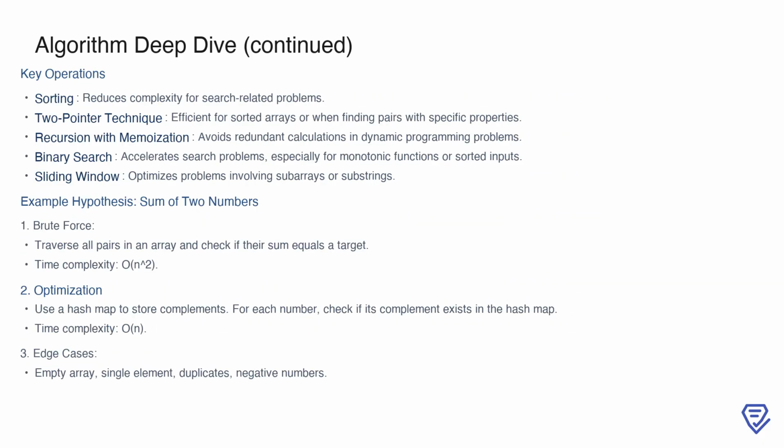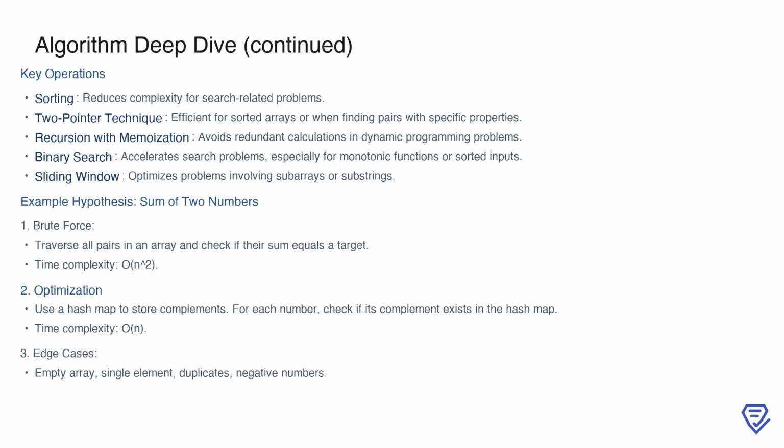Finally, let's discuss some key operations that frequently appear in algorithmic problem-solving. Sorting is a foundational operation that simplifies search-related problems by enabling strategies like binary search or the two-pointer technique. The two-pointer method, in particular, is highly effective for problems involving sorted arrays, such as finding pairs with specific properties. Recursion with memoization is another powerful tool, especially in dynamic programming, as it prevents redundant calculations by storing intermediate results. Binary search is indispensable for problems involving monotonic functions or sorted inputs, offering logarithmic time complexity.